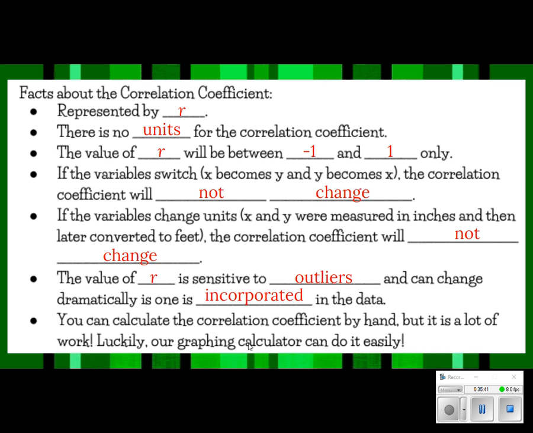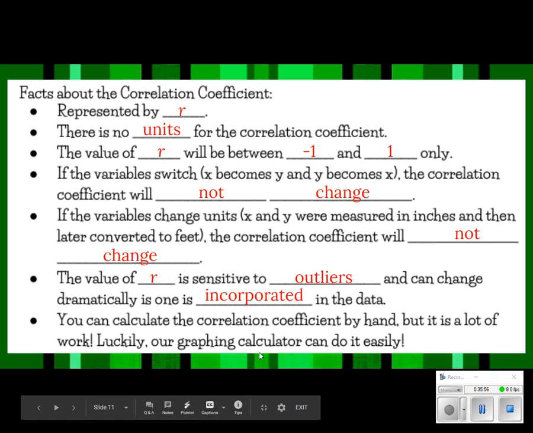The value of r is sensitive to outliers and can change dramatically if one is incorporated into the data. So an outlier is a number that's like really far out there. It would be really far off your scatter plot, and so it would pull that r and make it a lot closer to 0. You can calculate the correlation coefficient by hand, but it's a lot of work.